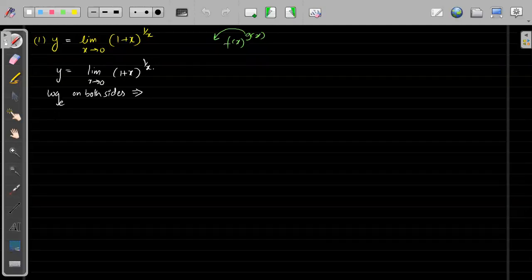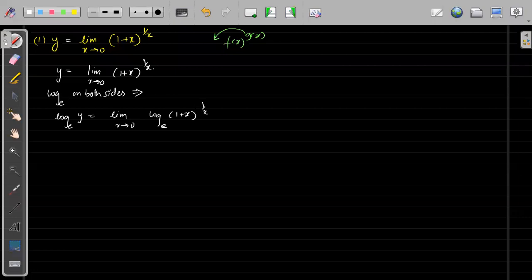Right. So we will take log base e of y, which is equal to limit of x tends to 0 of log base e of (1 plus x) to the power 1 by x. Now see, this 1 by x will come outside, so this will become limit of x tends to 0, 1 by x log base e of (1 plus x), right? And this was the standard form which we have done before. The value for this will be 1. This is equal to log base e of y.